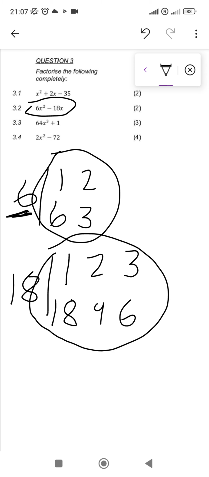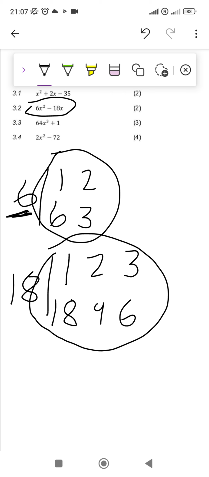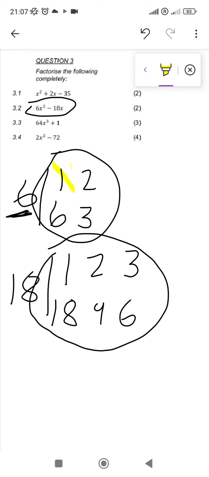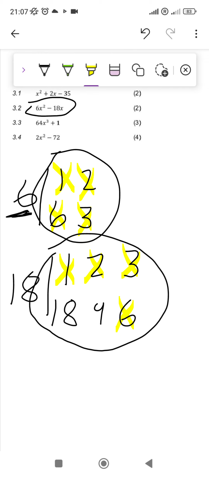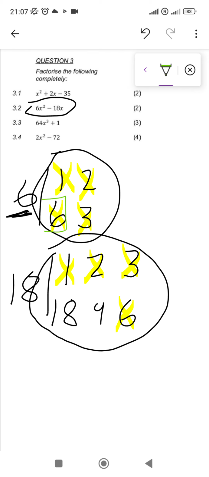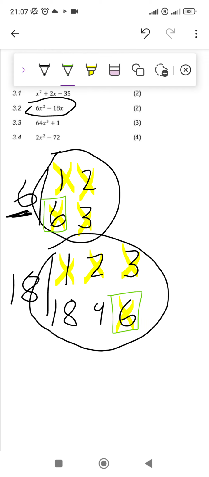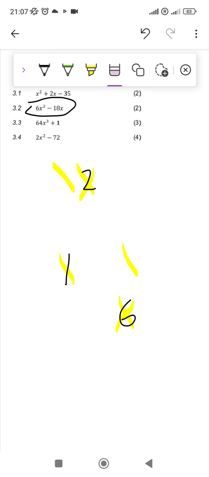So what we're looking for is, let's start with common. Which ones are common? 1's always common, 2 is also common, 3 is common, and 6 is common. All right, common, that means it's both places. And now we're looking for the highest, so the biggest one that's common, so that is our 6. All right, so let's get rid of all of that.